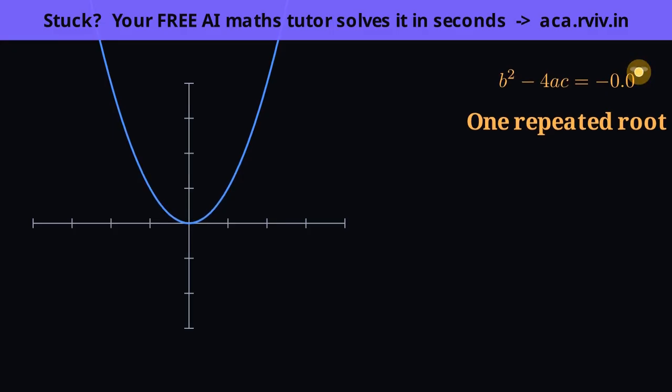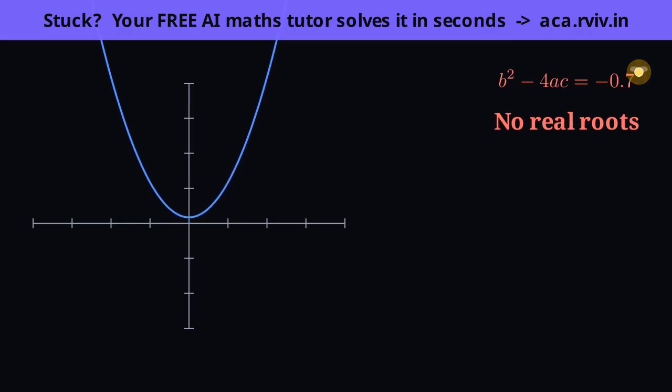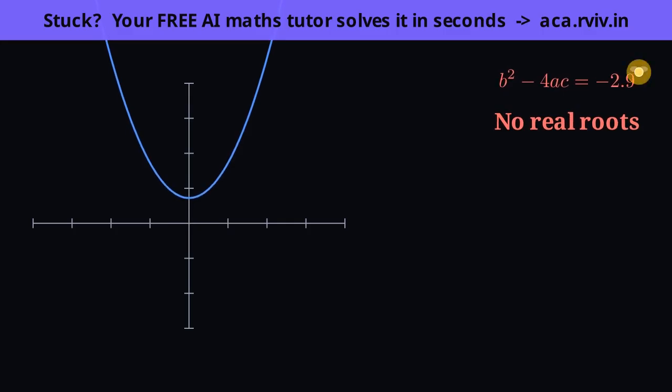Lift it just a touch more and the whole parabola floats up, clear of the axis. Now it never touches the line at all. There is no x where y is 0, so there are no real roots. And the number has crossed below 0. b squared minus 4ac is now negative. That's the deepest reason of all. In the formula we'd be asking for the square root of a negative number, and no real number squares to give a negative, so no real solution can exist. The graph and the algebra are telling us the very same thing.